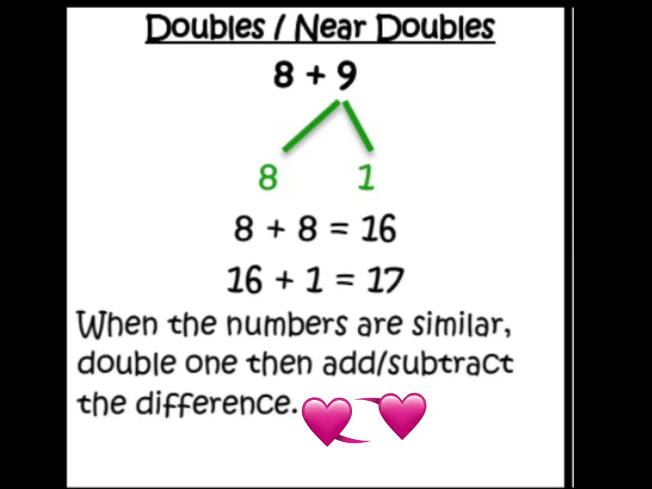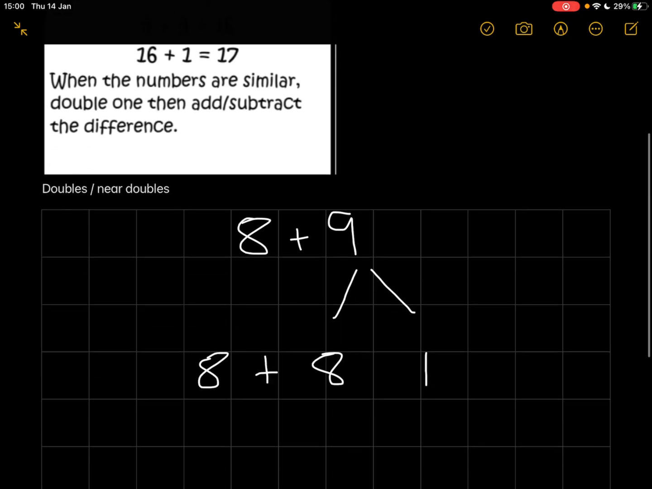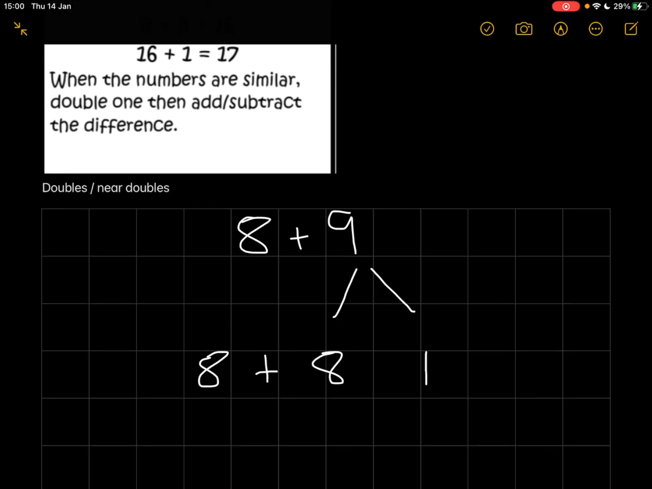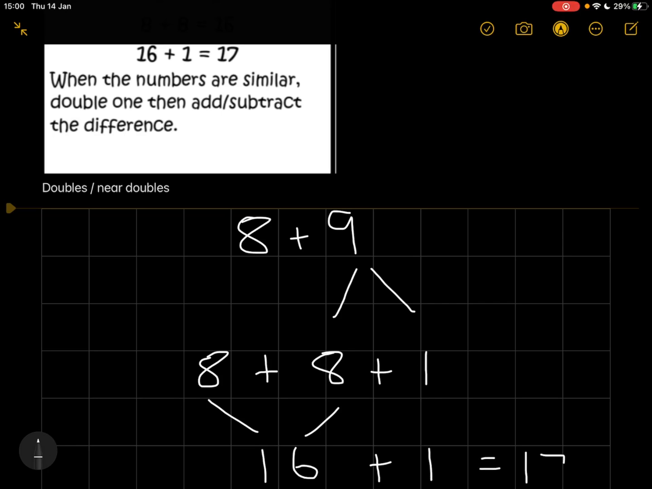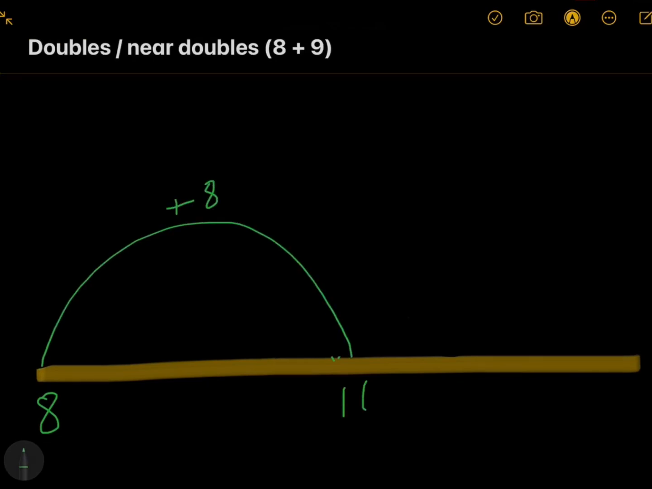Doubles or near doubles. When the numbers are similar, double one of them and then add or subtract the difference. If you notice that the two numbers that you're adding together are nearly the same, then all you have to do is double one of them and then adjust. So I know that 9 is made up of 8 and 1, so I have double 8, which becomes 16. Add one more. And here's the double strategy drawn on a number line.